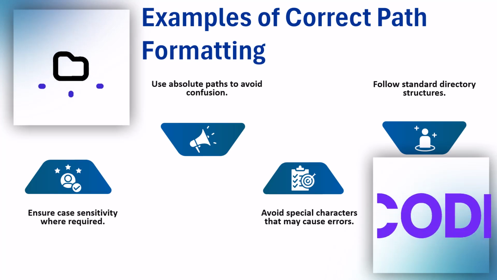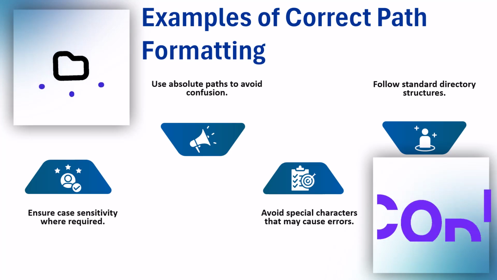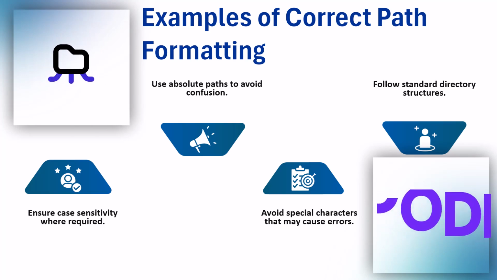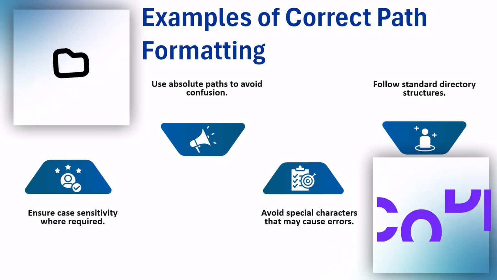Always go absolute. Relative paths can be sneaky. Stick to directory norms. No wild experiments. Case sensitivity can trip you up, especially on Linux. And special characters. They're like ticking time bombs in file paths. Trust me, avoiding them saves many headaches.